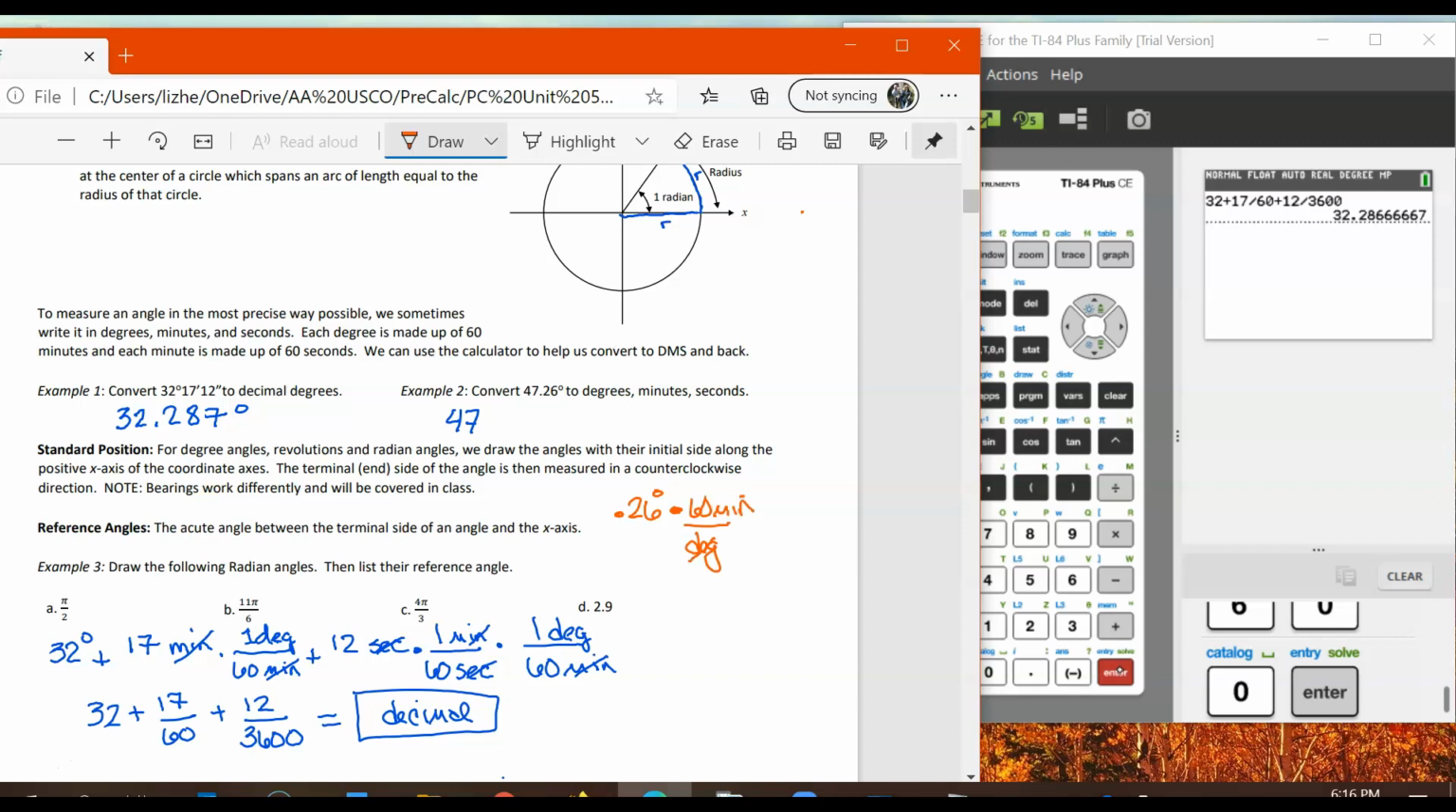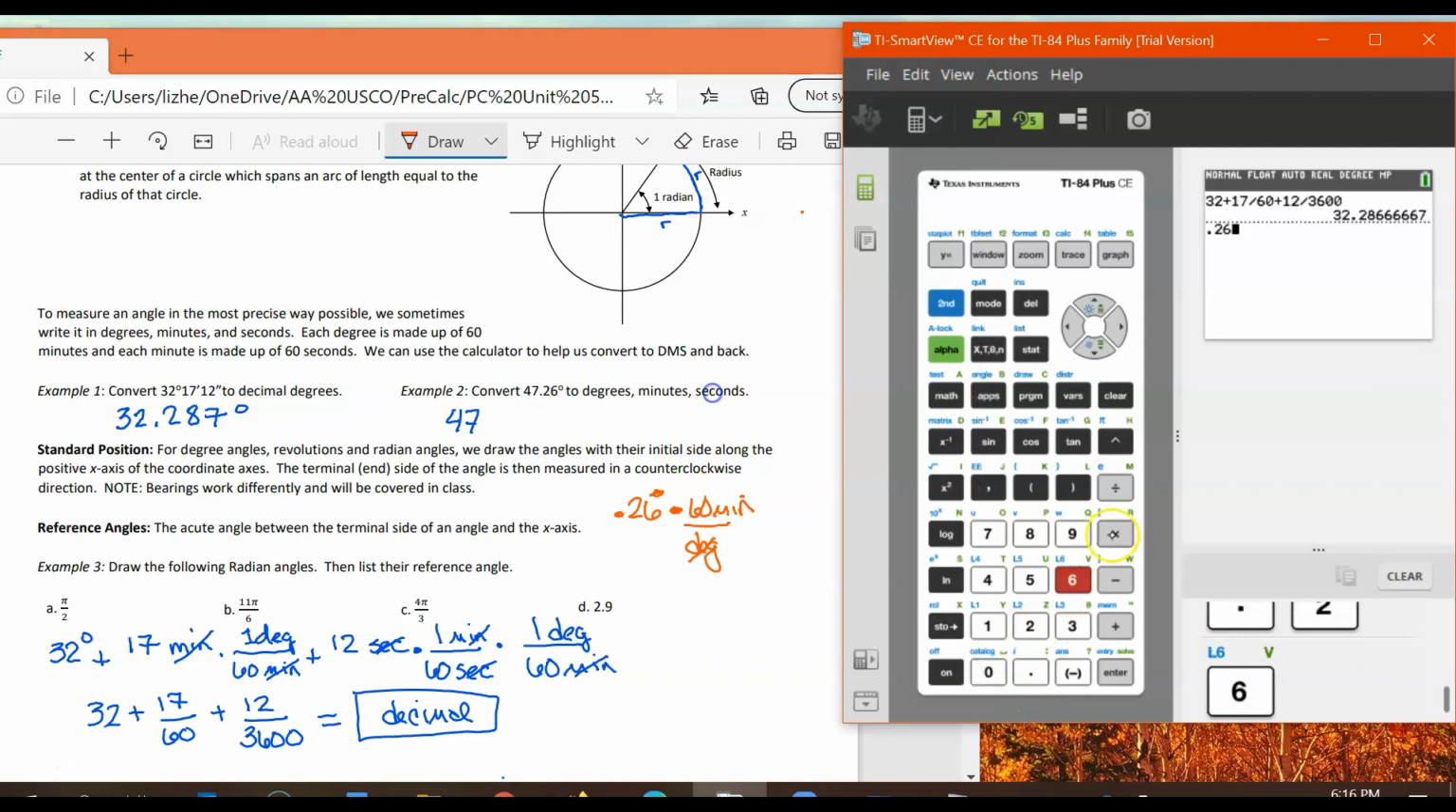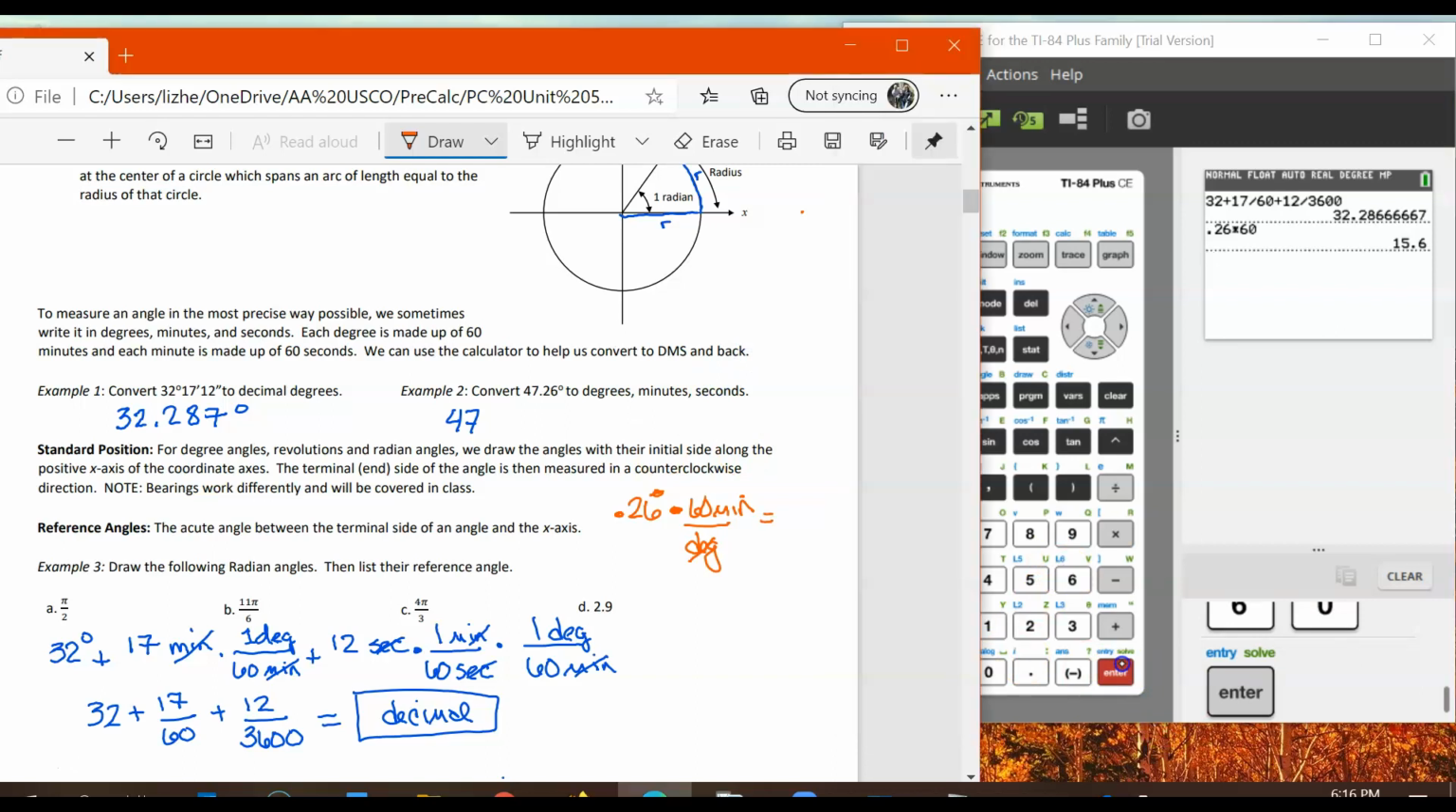And those degrees cancel and you're in minutes. When you do 0.26 times 60 on your calculator, you're going to get 15.6. You take the whole number portion of that, and that's going to give you your minutes. So we have here 47 degrees, we have 15 minutes, and now the remainder of that 15.6.